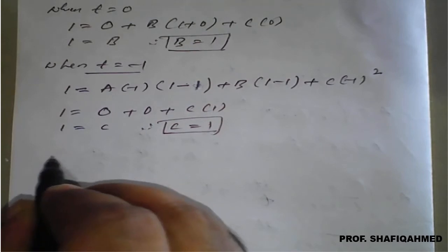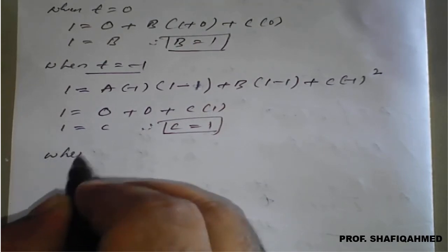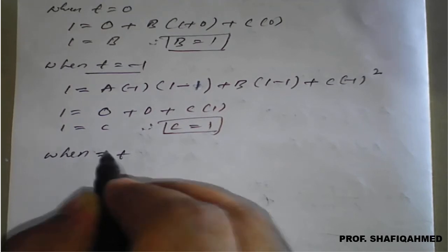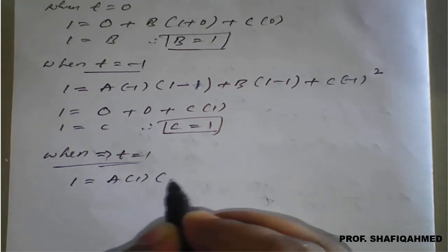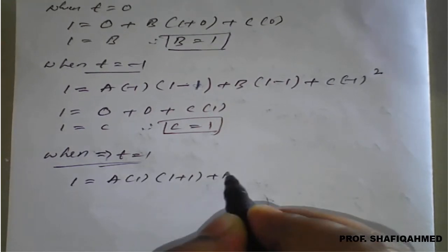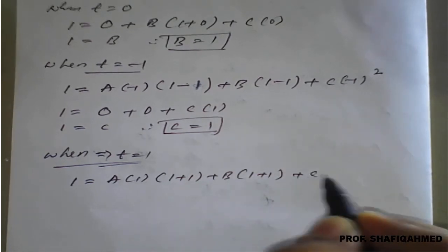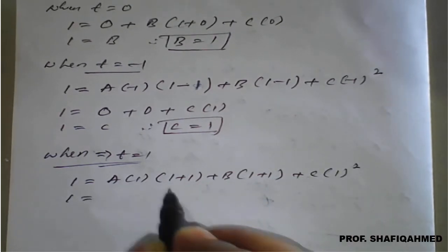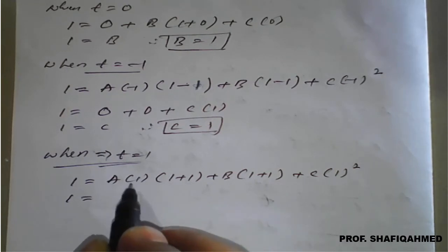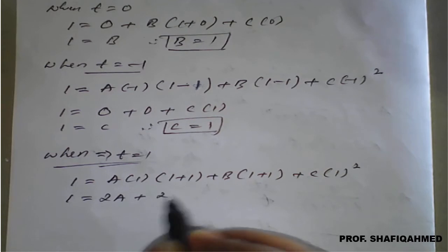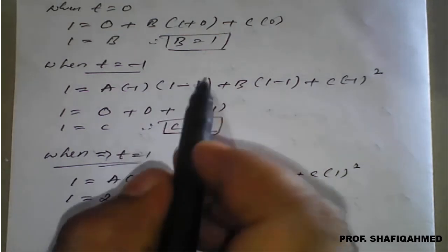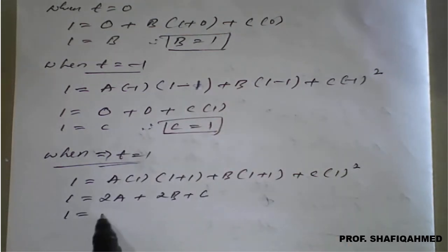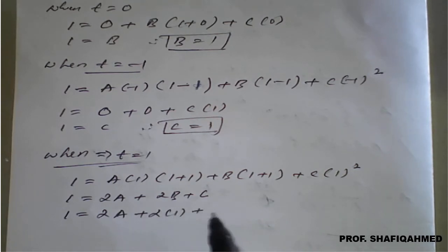Now you assume to get the value of one more, that is a. So I will use when t is equal to 1, I will assume, so 1 is equal to a into 1 into 1 plus 1 plus b into 1 plus 1 plus c into 1 square, that is 1 is equal to 1 plus 1 is 2, 2 into 1 is 1, 1 into a is 2a plus 2b plus c. So we know the value of b and c from above, so replace here. So 1 is equal to 2a, because we don't know the value of a, plus 2 into b value is 1 and c value is what here, 1.